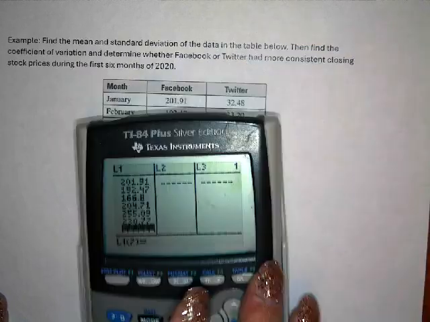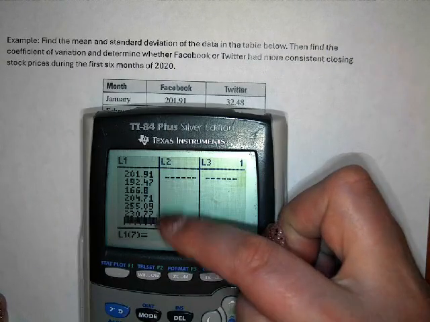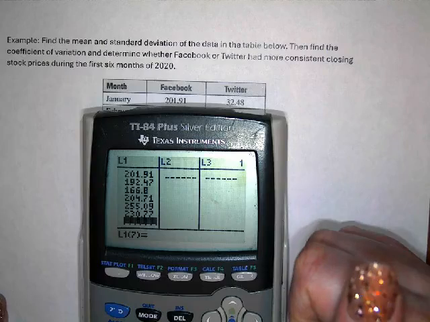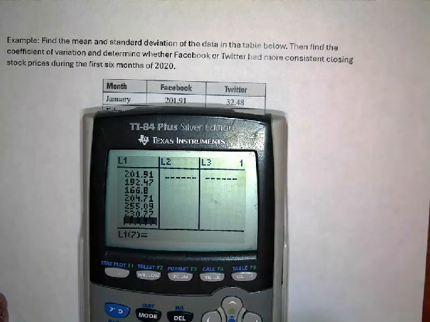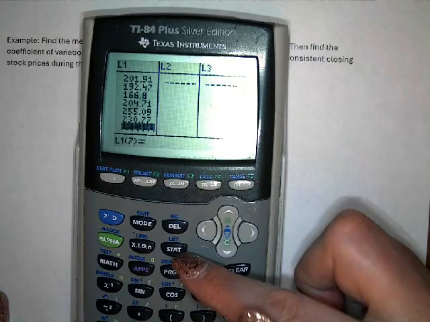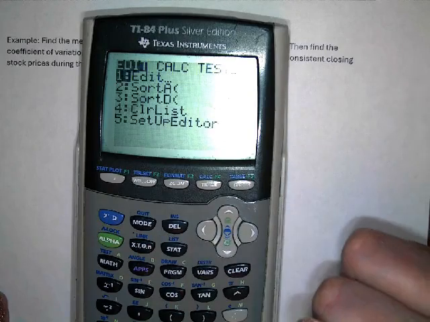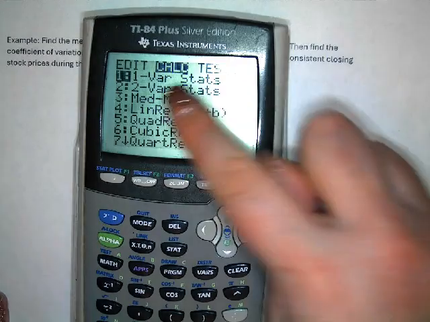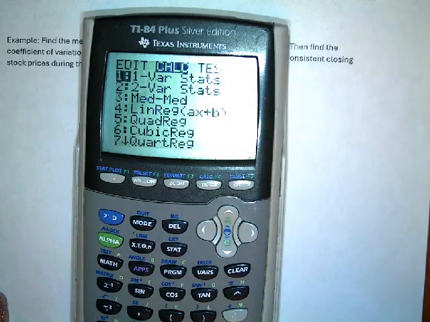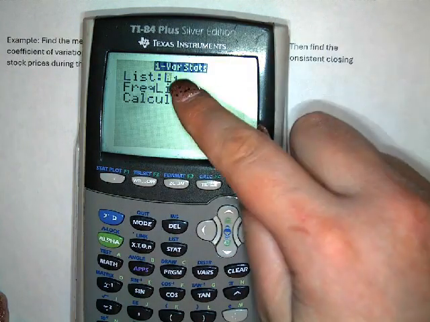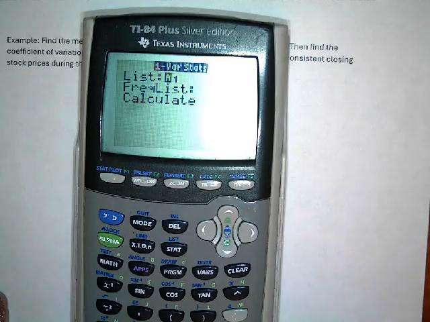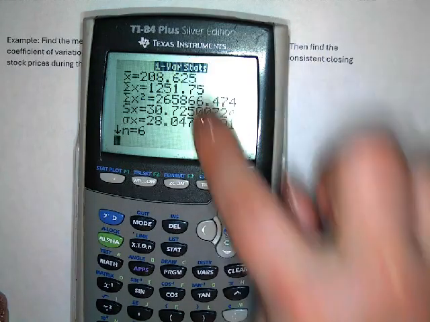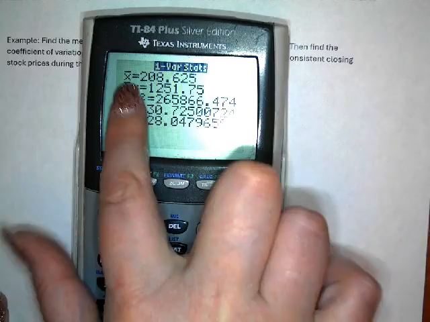Once I've plugged the values in, I always look at them again and make sure that my values are correct. So once I've done that, I'm going to hit the Stat button again, and I'm going to go to the right to calculate, and we're going to calculate one variable statistics. So I'm going to press enter, and then I'm going to press enter for all these things. So enter, enter, enter, and it's going to put up all this information for me. X bar is the mean. S is the standard deviation.